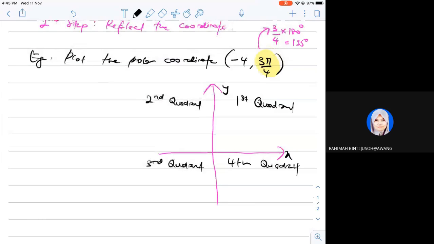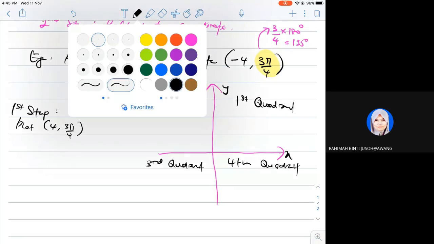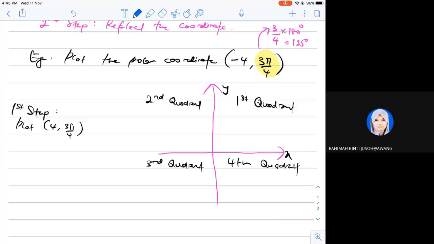So first step, we should plot positive r. So 4, 3 pi over 4. First you have to plot the positive one first, positive 4. So 3 pi over 4 is at the second quadrant. I'm going to use this color. So we will have at this position, let's say 1, 2, 3, 4. So that's the point of 4, 3 pi over 4.